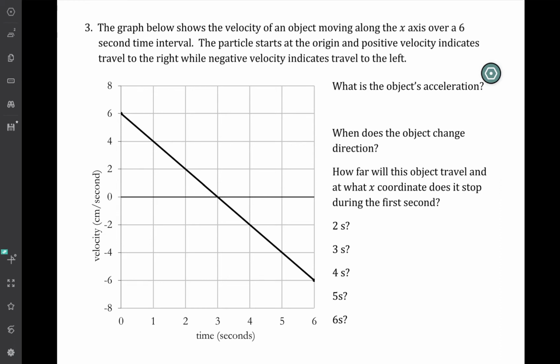Hi everyone, this example is going to look at a fairly simple velocity function, but it's going to get into this whole positive negative velocity thing and a distinction that we need to be really careful about with that.